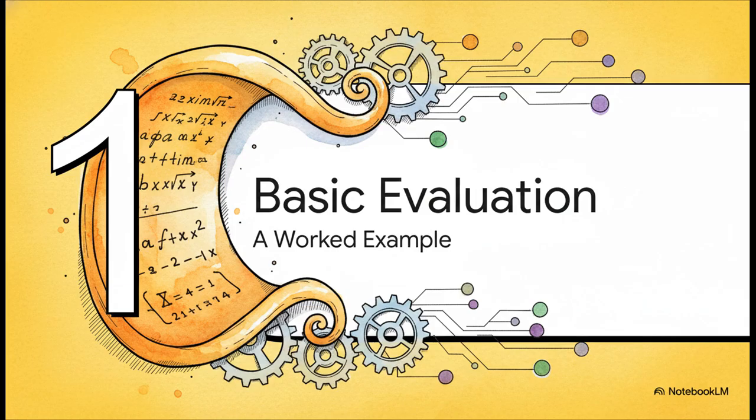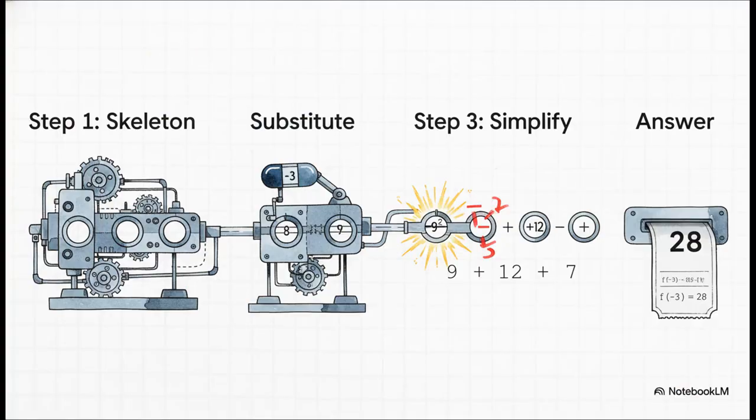All right, enough talk, right? Theory is one thing, but let's actually see this rule in action. We're going to take it for a spin with a basic example. Okay, here we go. First, we write the skeleton, replacing the x's with empty parentheses. Then, we drop our input, which is -3, into each spot.